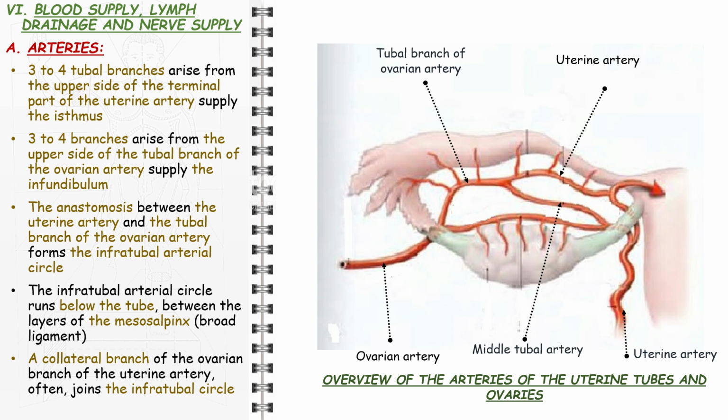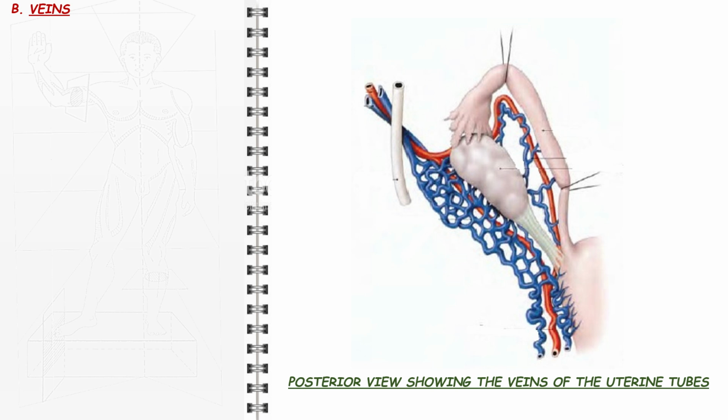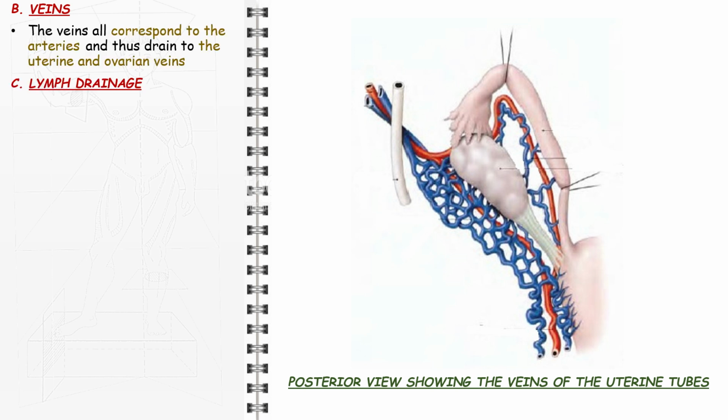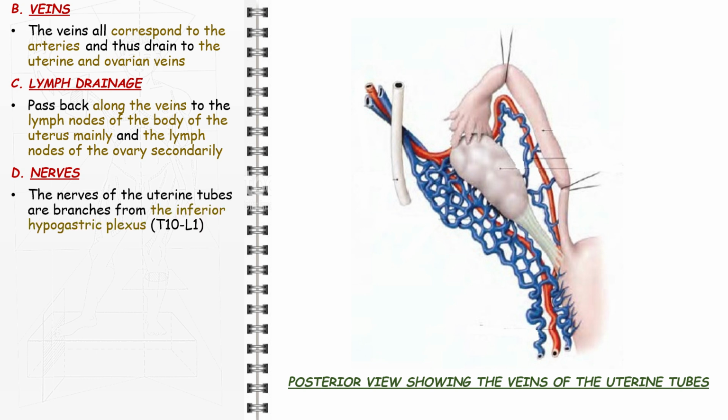The microcirculation of the tube is concentrated in the subserosa, although each layer of the uterine tube is supplied by capillaries. The veins all correspond to the arteries and thus drain to the uterine and ovarian veins. The lymphatics of the uterine tube pass back along the veins to the lymph nodes of the body of the uterus mainly and the lymph nodes of the ovary secondarily. The nerves of the uterine tubes are branches from the inferior hypogastric plexus, T10, L1.